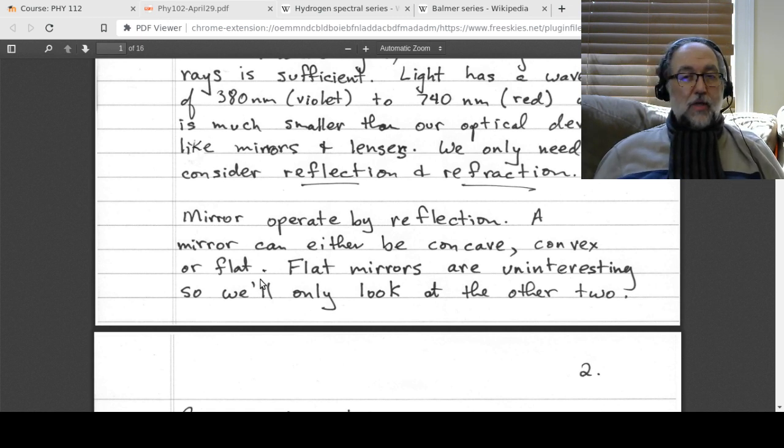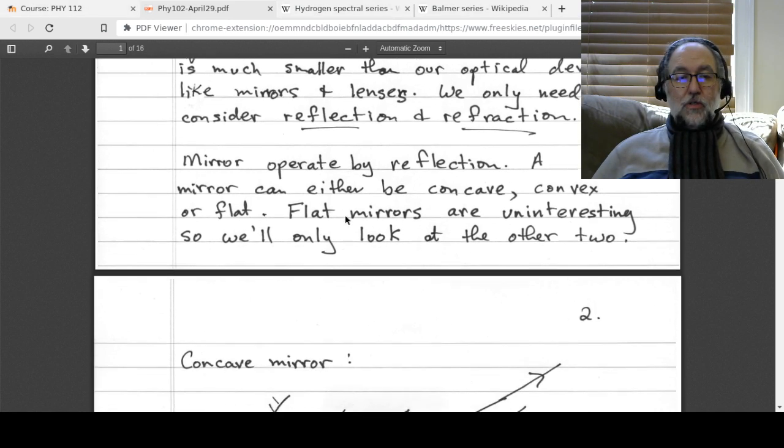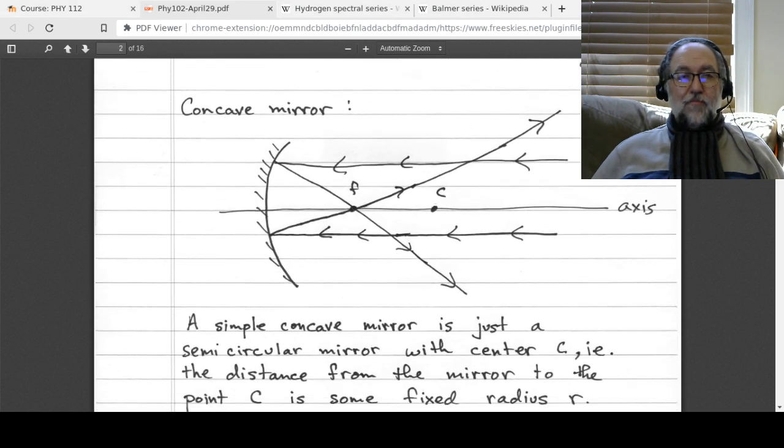Now flat mirrors, there's really not much to do with them. That's the mirror that you look in every morning, like your bathroom mirror or whatever. But concave and convex mirrors have some more interesting optical properties. So let's look at those two. Let's look at the concave mirror first.